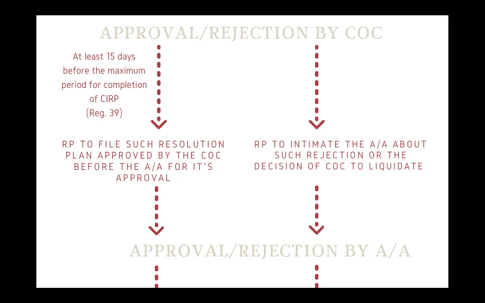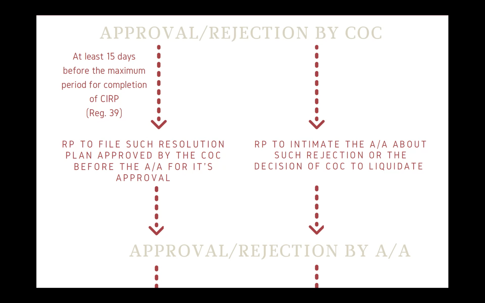Now, suppose the committee of creditors has approved the plan. Why do they approve the plan? They approve the plan because maybe they are convinced that the payments will be made, that the evaluation matrix is good, the history of the resolution applicant is perfect, the amount of bid they are getting is good, and the haircut is less. On various factors they might approve.